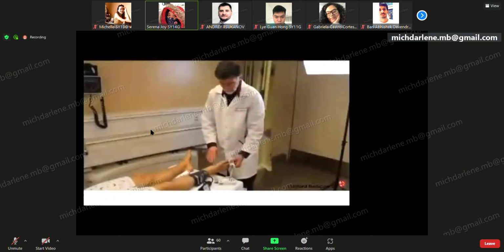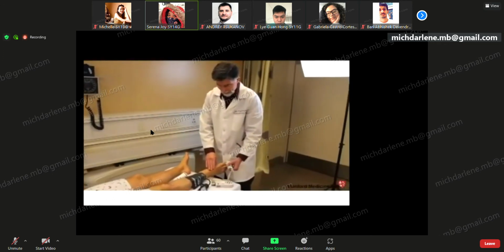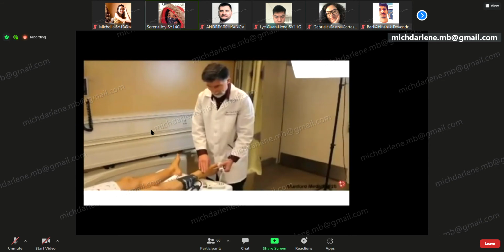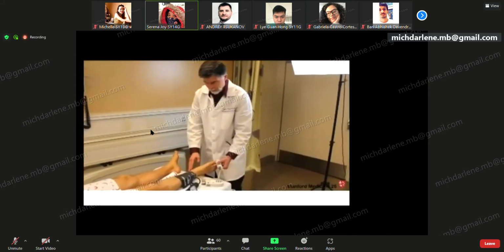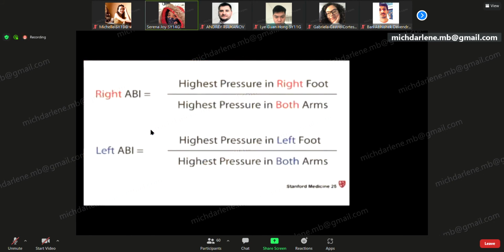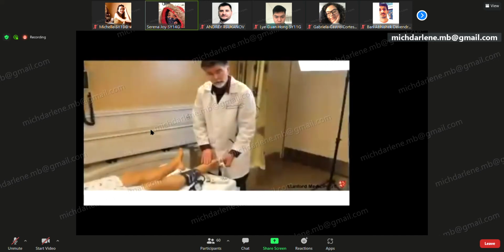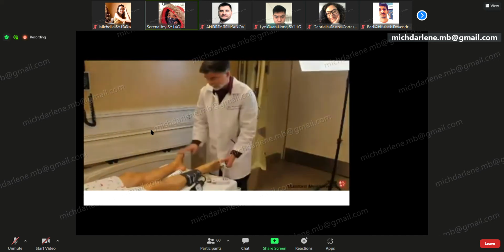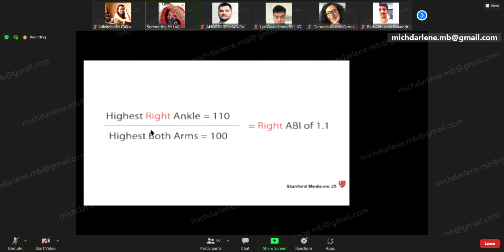Sometimes you may find that the pressures are slightly different between the anterior tibial and the posterior tibial artery, and by convention we express the higher of those two pressures over the brachial pressure to get the ankle brachial index for that foot, and we calculate the ankle brachial index for each foot. To conclude with the example in our video, the patient's highest right ankle pressure was 110, which is divided by the highest of the blood pressures in both arms, which was 100, giving a right ankle brachial index of 1.1.